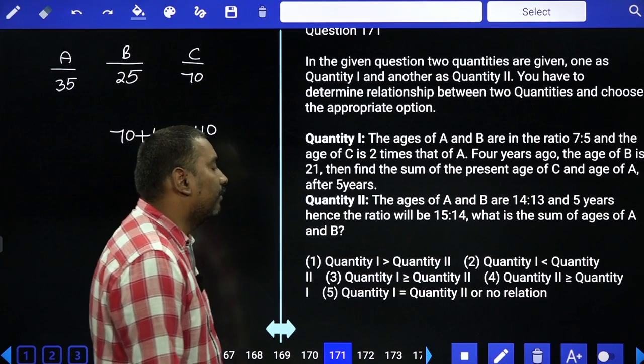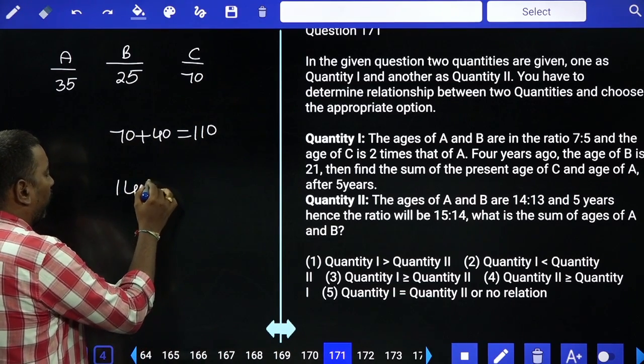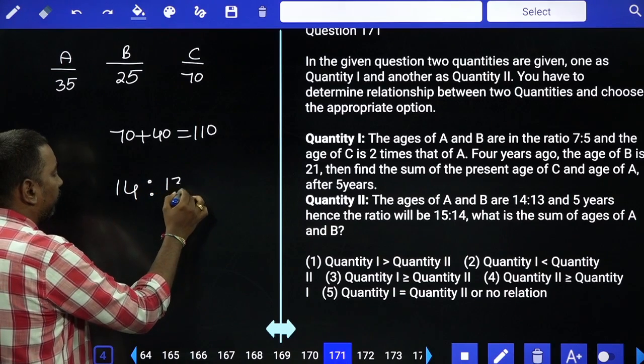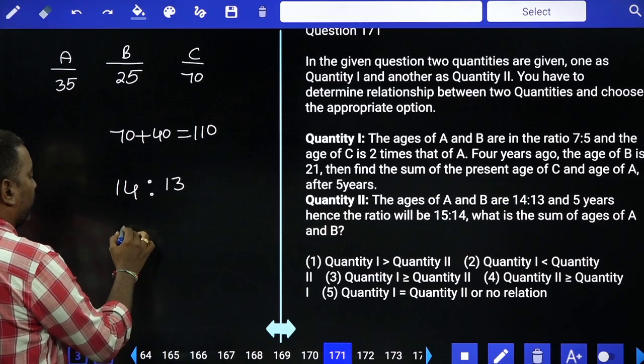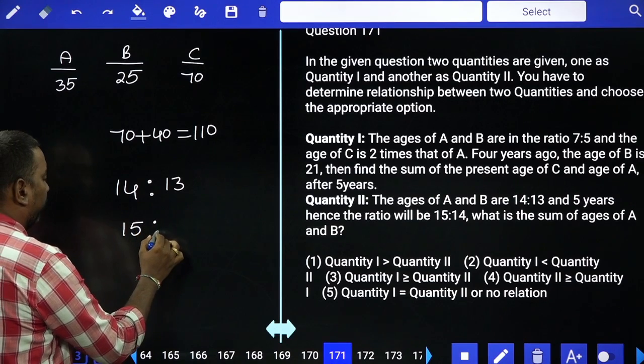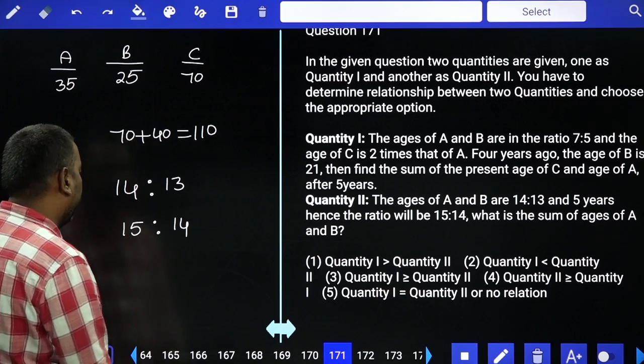Next Q2. The ages of A and B are in the ratio of 14:13 and 5 years hence the ratio will be 15:14. Sum of the ages of A and B.